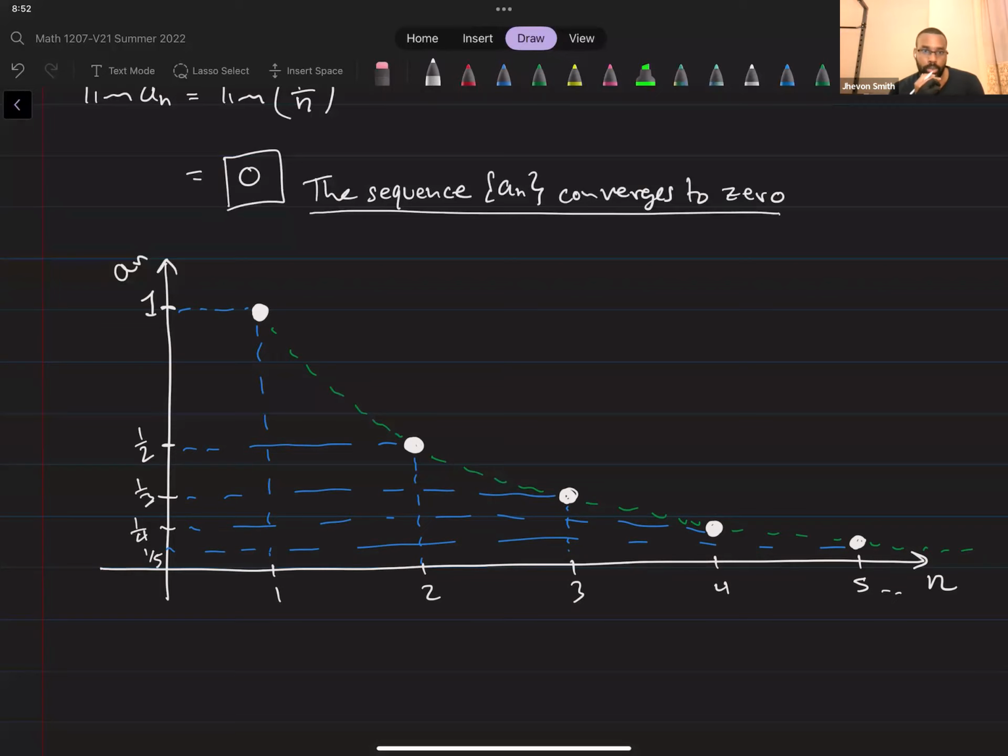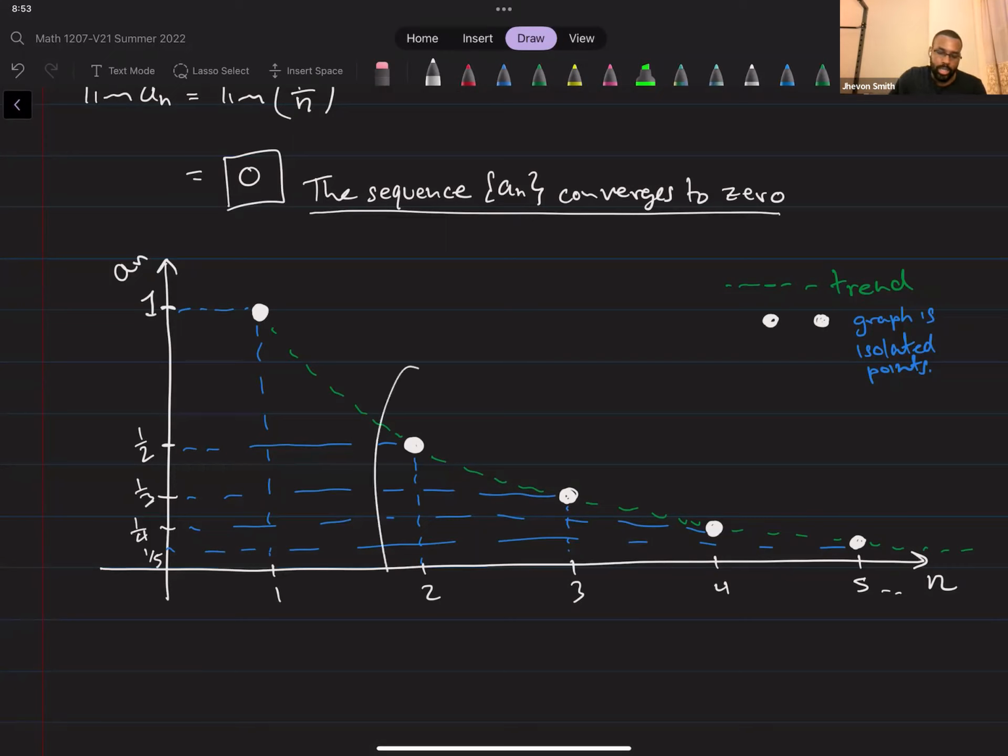Now, you can also see from this diagram, because the actual graph is just isolated points, right? So like this, this broken green line is like the trend, but it's not the actual graph. The actual graph are these points. And in this picture, you can kind of see why it wouldn't make sense to talk about any other limit.